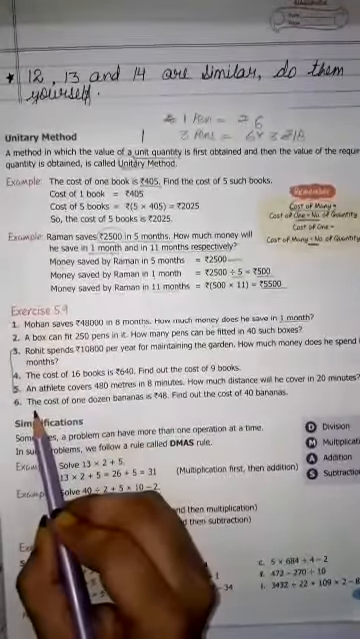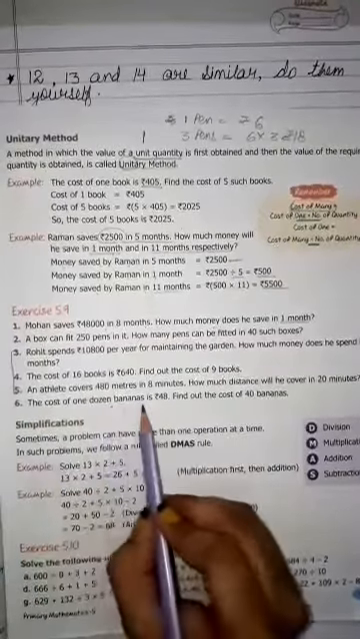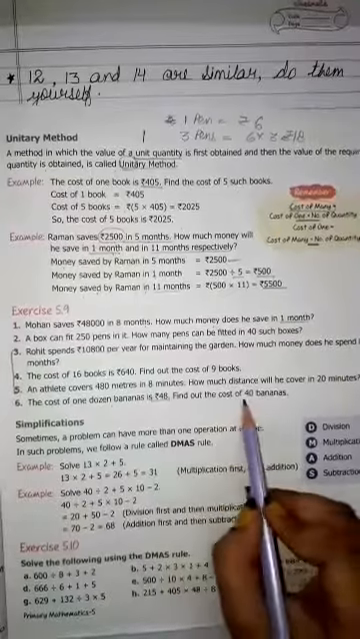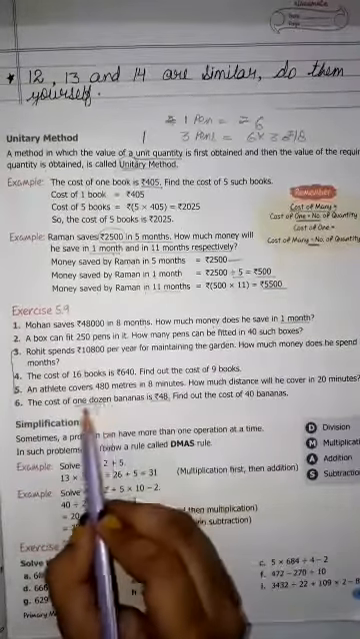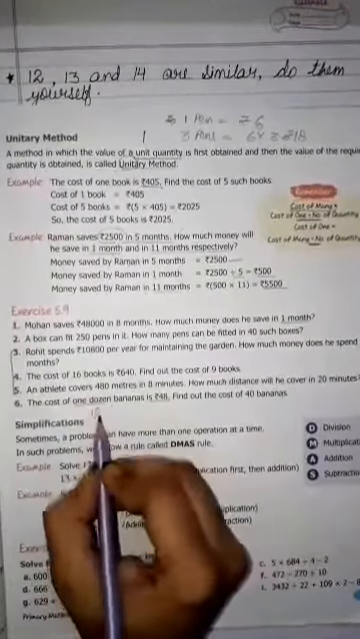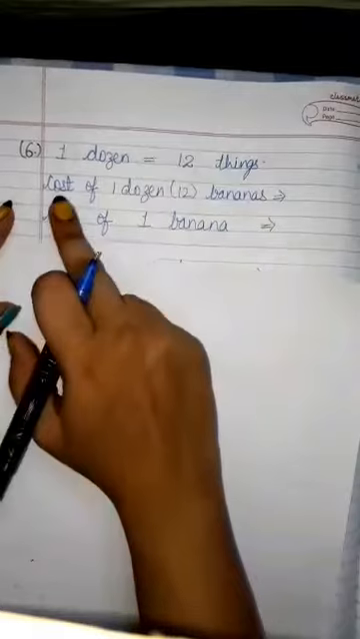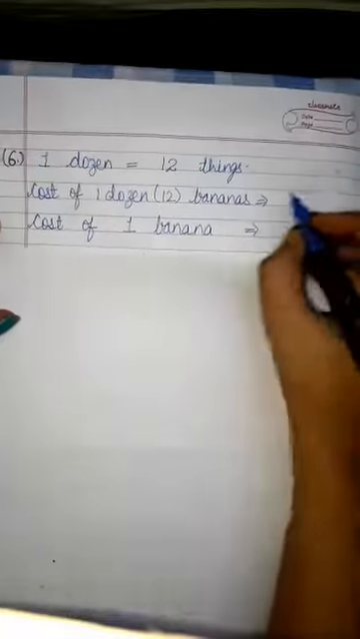Now see the question 6. The cost of 1 dozen bananas is rupees 44. Find out the cost of 40 bananas. You know in 1 dozen how many articles are there? 12. See the solution. 1 dozen is equal to 12 articles or things. Now cost of 1 dozen is given to you. That means 12 bananas. Rupees 48.